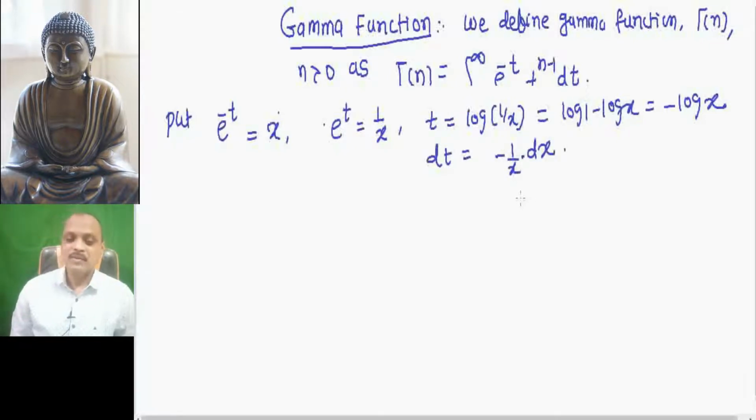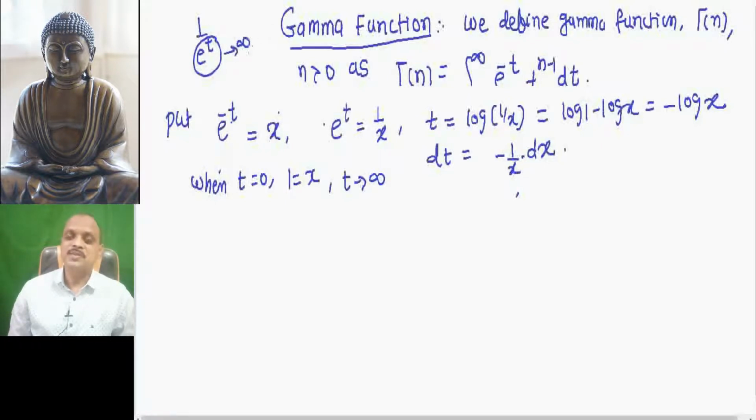In this case, now the limits will change. What happens if we put t equal to 0? When t equal to 0, e raised to 0 means 1, so we have x equal to 1. When t tends to infinity, x is 1 divided by e raised to t, which tends to a bigger and bigger value in the denominator, and 1 divided by infinity means it tends to 0, and hence x tends to 0.